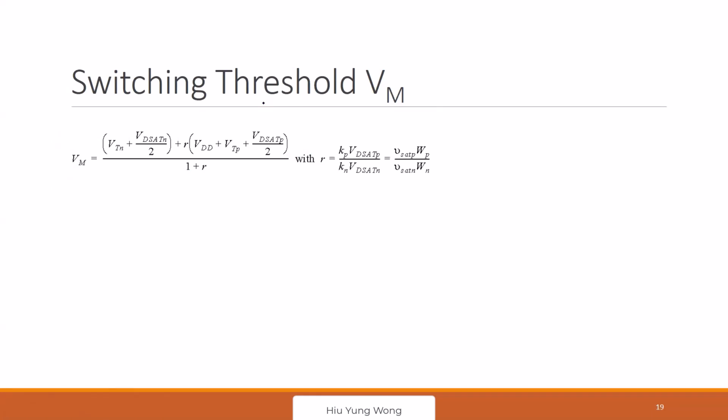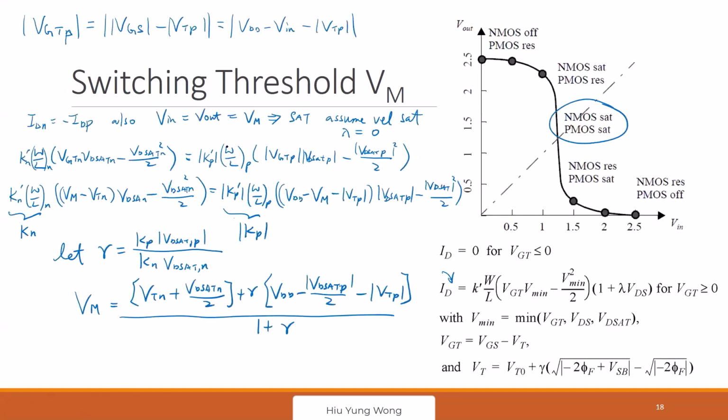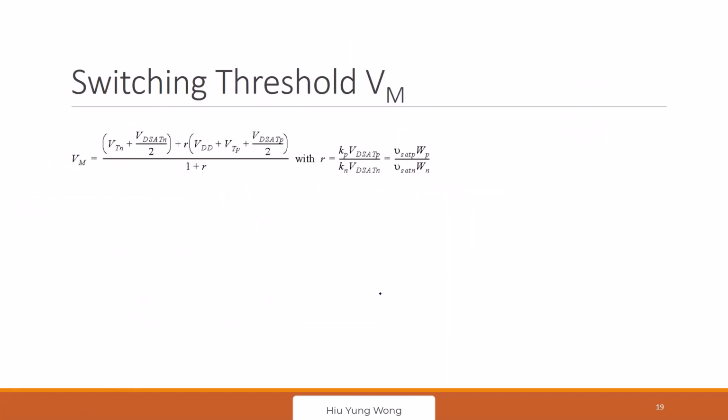Now, here you see that I did not use absolute value because they all take it into account already. This is negative VTP. Here you see, I say minus absolute value VTP. So it depends on you. You can follow the textbook or use my approach. You should get the same result. Okay, here I just want to prove a little bit.